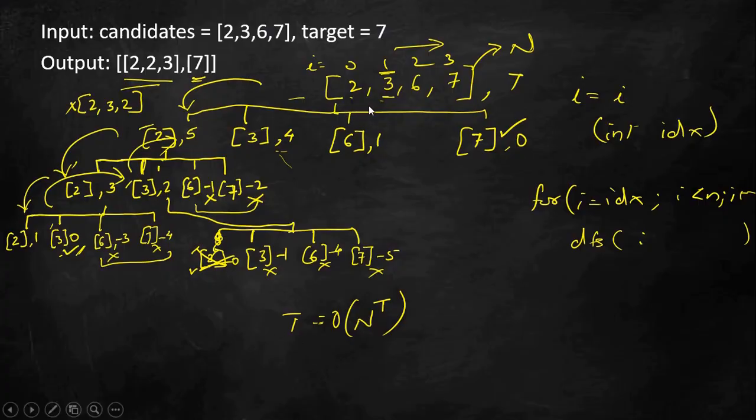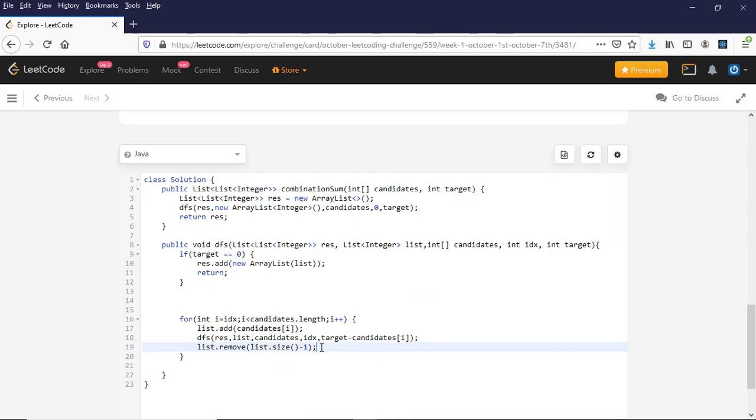So in our example here, for each element in the candidates we first went over 2, then 3, then 6, then 7. What we did was add 2 into the list. Once the whole subtree is covered for 2, we removed 2 from the list and added 3, then went through its subtree. Similarly inside 2, we added 2 again, and once this 2 is covered, we removed it and added 3. So this was 2 and 3. We are doing the backtracking here, and that's what this list dot remove line does.